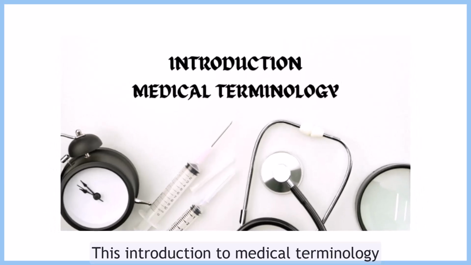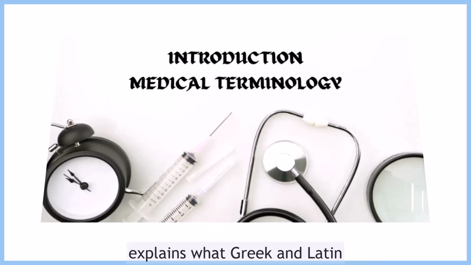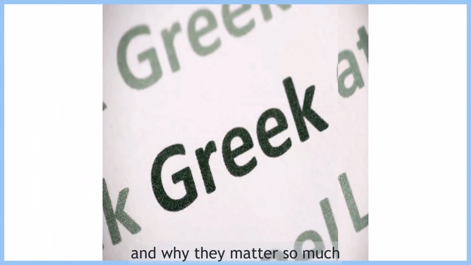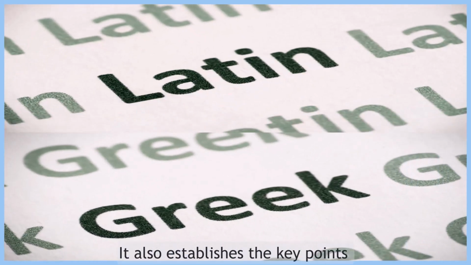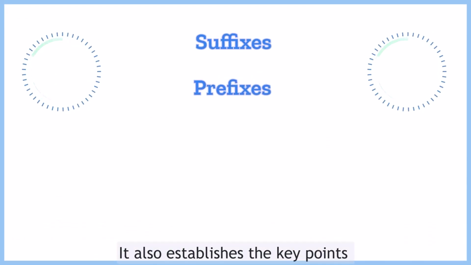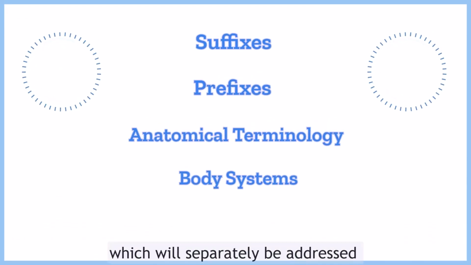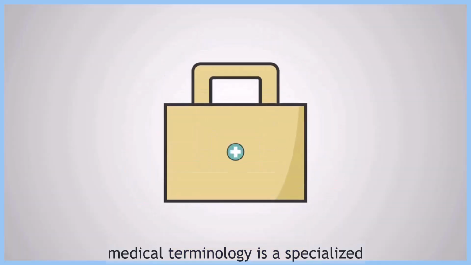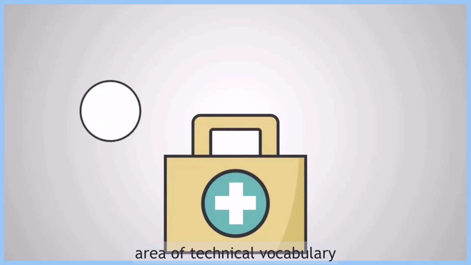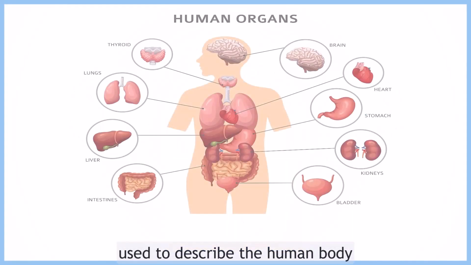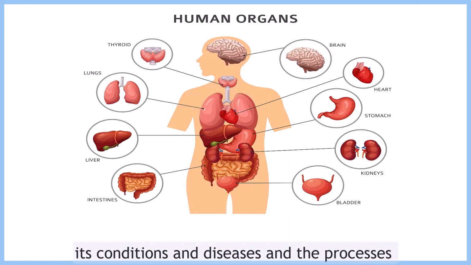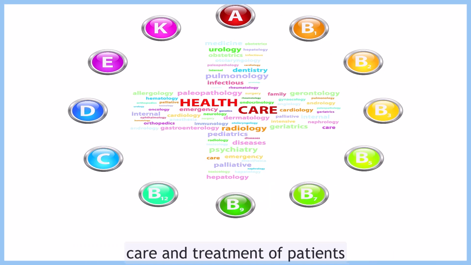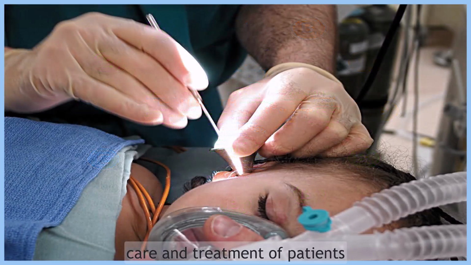This introduction to medical terminology explains what Greek and Latin roots and affixes are, and why they matter so much in medical terminology. It also establishes the key points which will separately be addressed throughout the following chapters. As a standard definition, medical terminology is a specialized area of technical vocabulary used to describe the human body, its conditions and diseases, and the processes and procedures associated with the diagnosis, care, and treatment of patients.